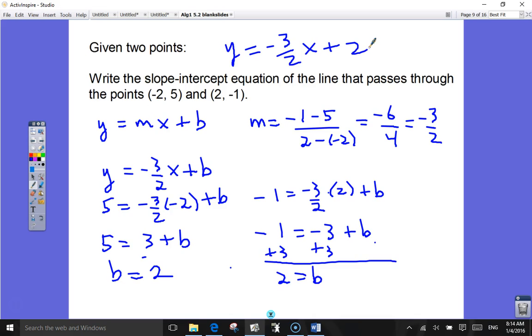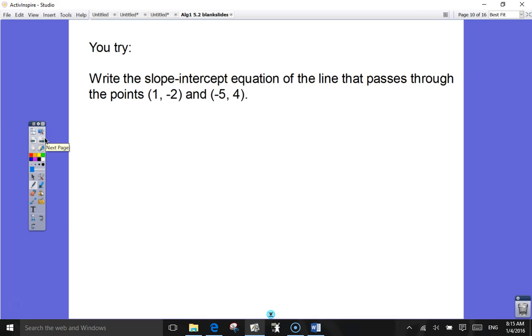Okay. So if you have 2 points, calculate the slope, then use the slope and 1 point, doesn't matter which one, to find b. So try that with this one. There's your 2 points. Find the line. Right? The m calculation should have been 4 minus -2 divided by -5 minus 1, which is +6 over -6, which is -1.